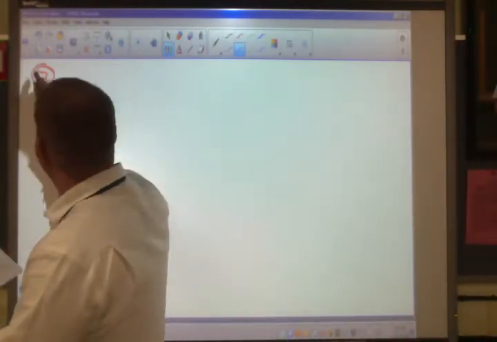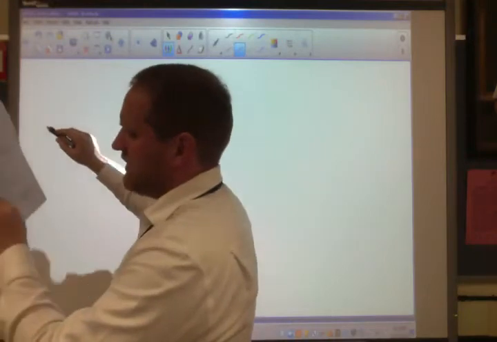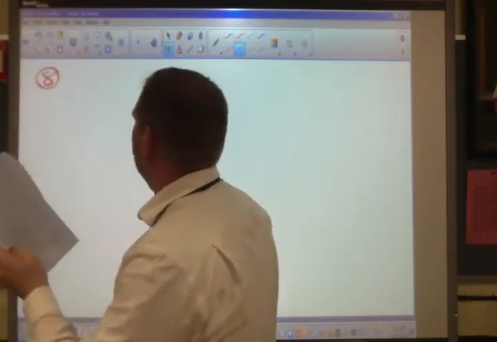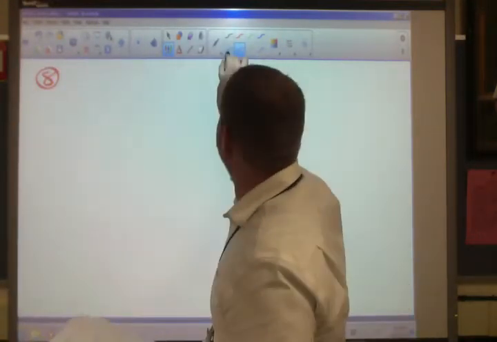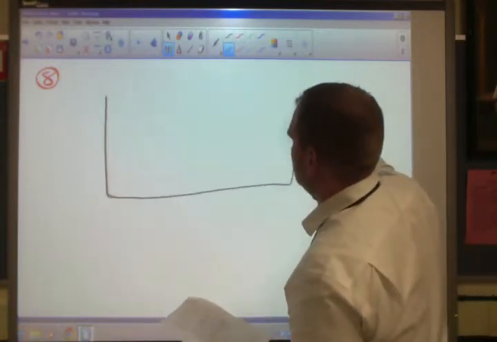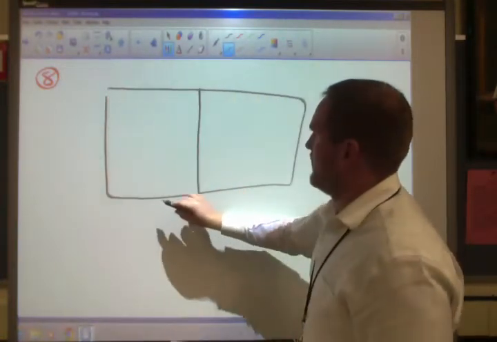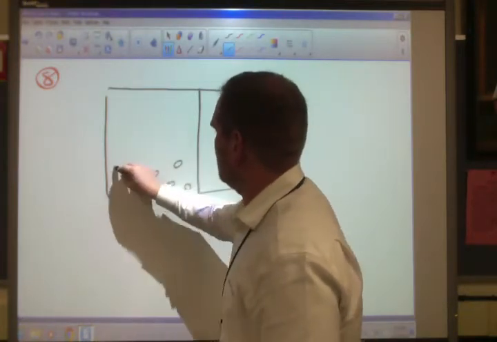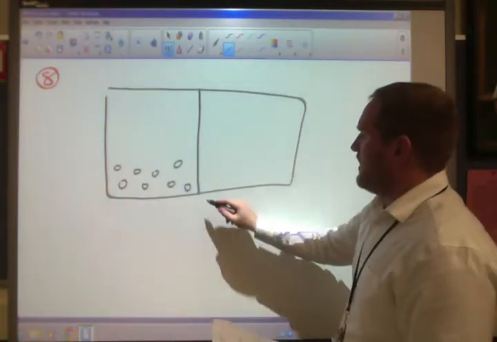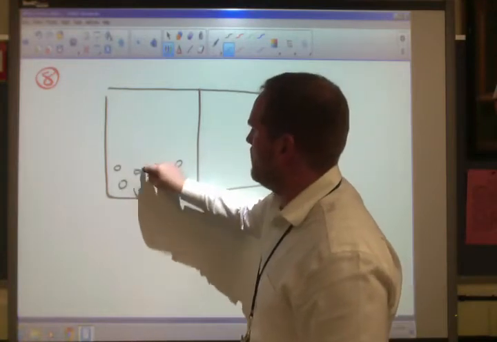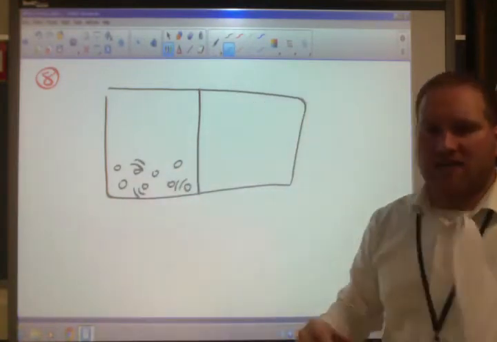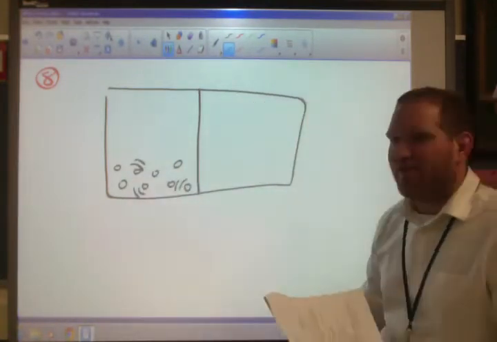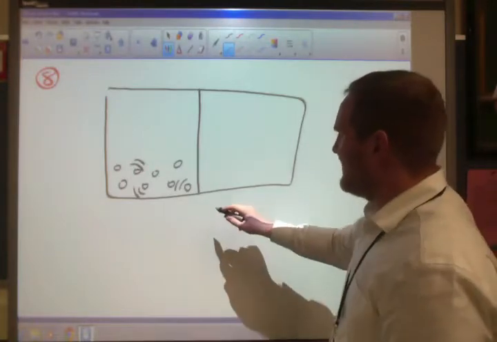Number 8. Particle diagram of a liquid heating up. So here's my liquid. I'll do 8. And it's moving with 2 whoosh lines. So again, they're moving enough to kind of glide and slide past one another, but it's not fast enough to totally escape into a gas.